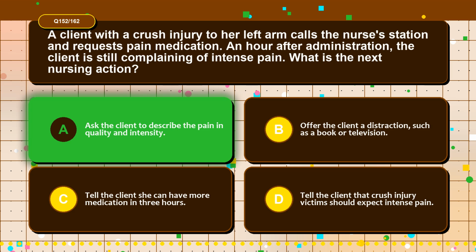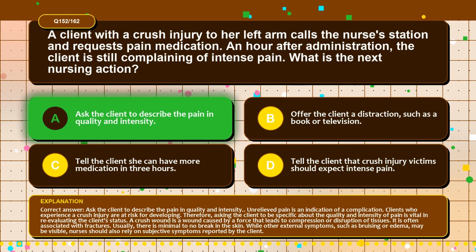The correct answer is option A. Ask the client to describe the pain in quality and intensity. Correct answer. Ask the client to describe the pain in quality and intensity. Unrelieved pain is an indication of a complication. Clients who experience a crush injury are at risk for developing compartment syndrome.